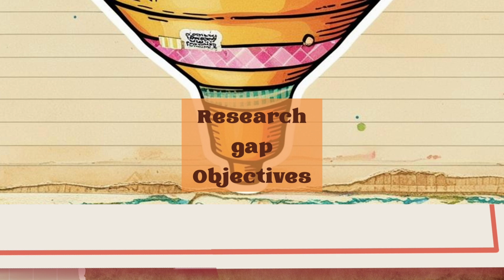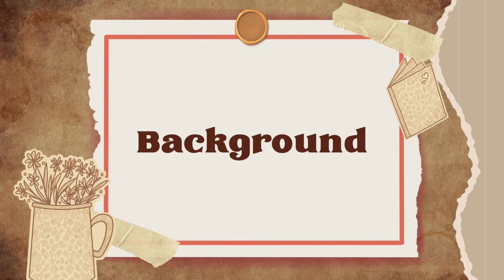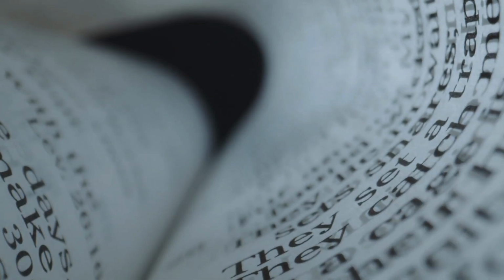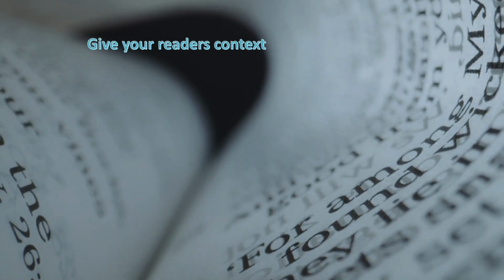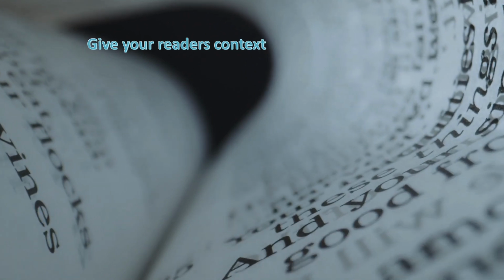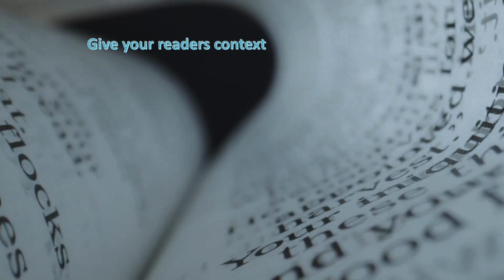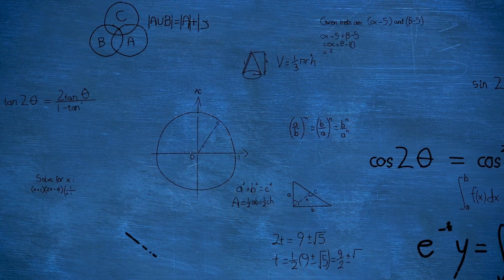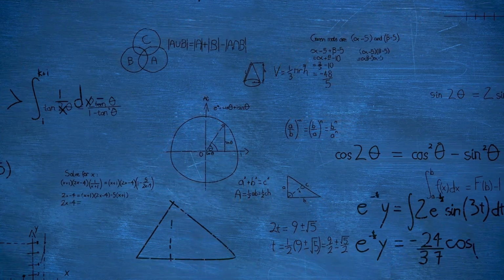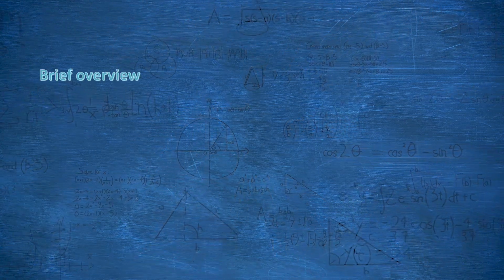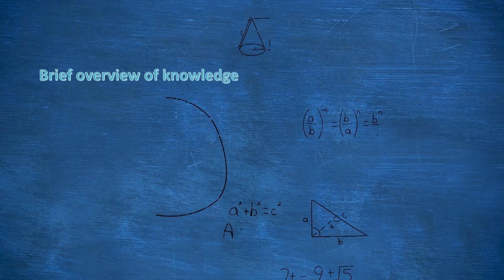Let's break down this process. We start with the background of the problem. This is the broadest part of the funnel. Here, you will give your readers context, introducing them to the general field of study, a larger issue, or a problem that your research fits into. The goal is to inform your readers about what is already known. Think of it as a brief overview of the knowledge that is already available.